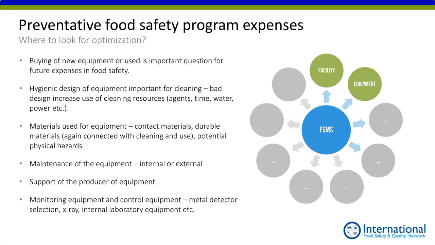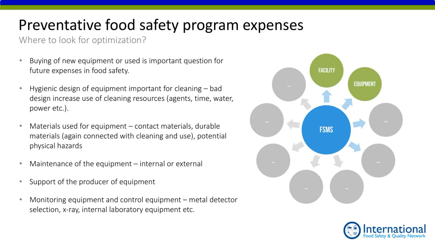Again, what I'm always saying about how you can do optimization: you cannot just do the optimization by cutting off the expenses. You can also do the optimization of expenses by getting more value for the same money. So if you are buying equipment and you have support from the producer of equipment in such a way that they can help you in hazard analysis, that they are doing some trend analysis for you, that they also train your operators, etc., then for the money that you are giving for this equipment, you are getting really valuable support.